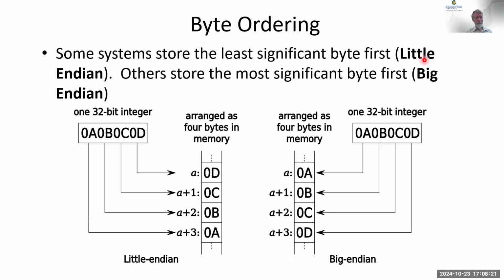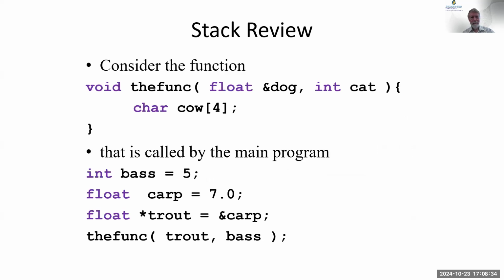By the way, the names little endian and big endian come from Jonathan Swift's Gulliver's Travels, where there were big endian Lilliputians and little endian Lilliputians.